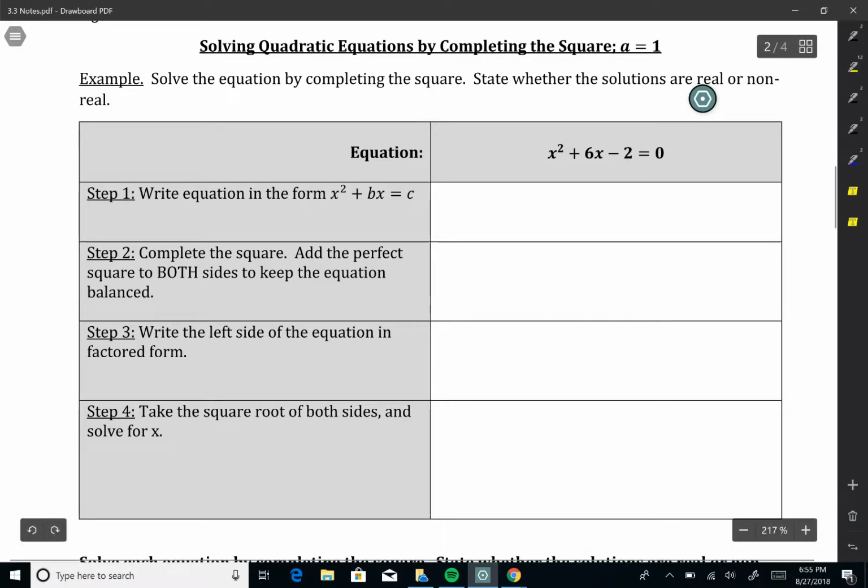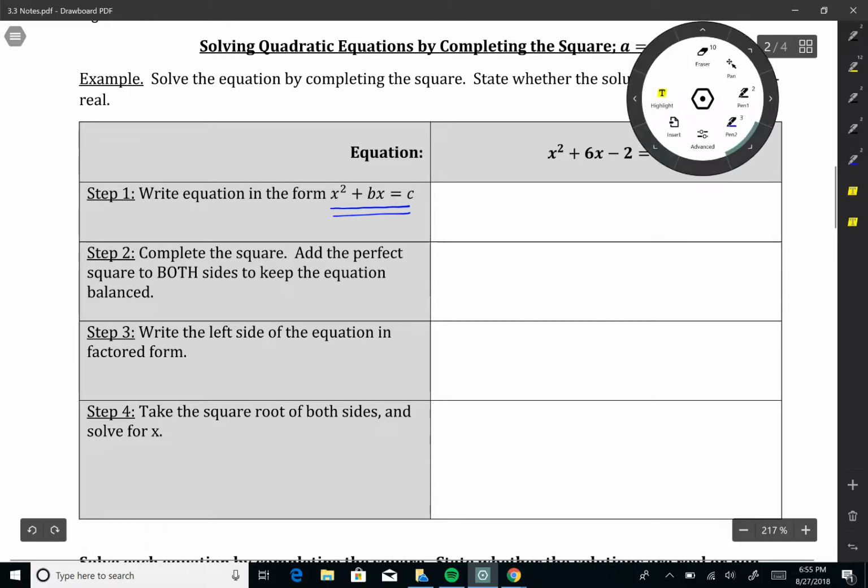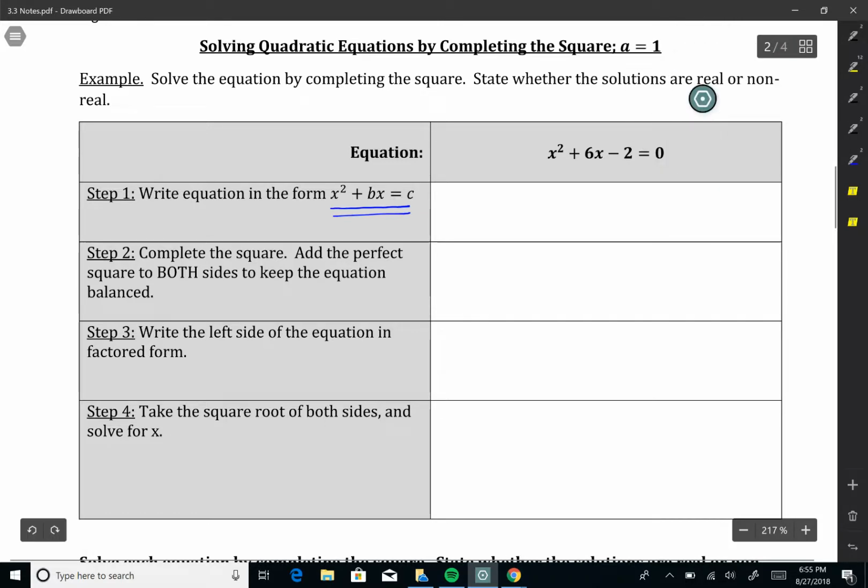Here's my equation up at the top, x squared plus 6x minus 2 equals 0. In order to complete the square, step 1 is write the equation in the form x squared plus bx equals c. So I need to move that constant term to the other side. I'd have to add it because it's a negative 2, because that's not a perfect square trinomial with the 2 there. We're going to make it one. So I'm going to add 2 to both sides. My correct form is x squared plus 6x equals 2. So I have done step 1.